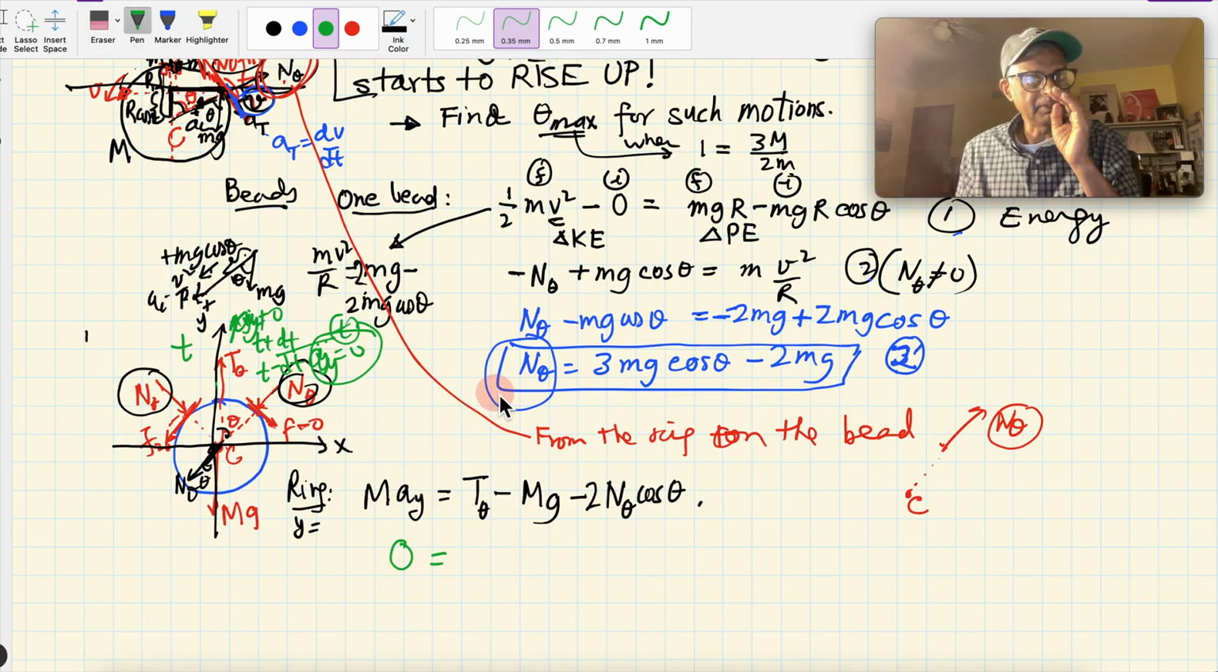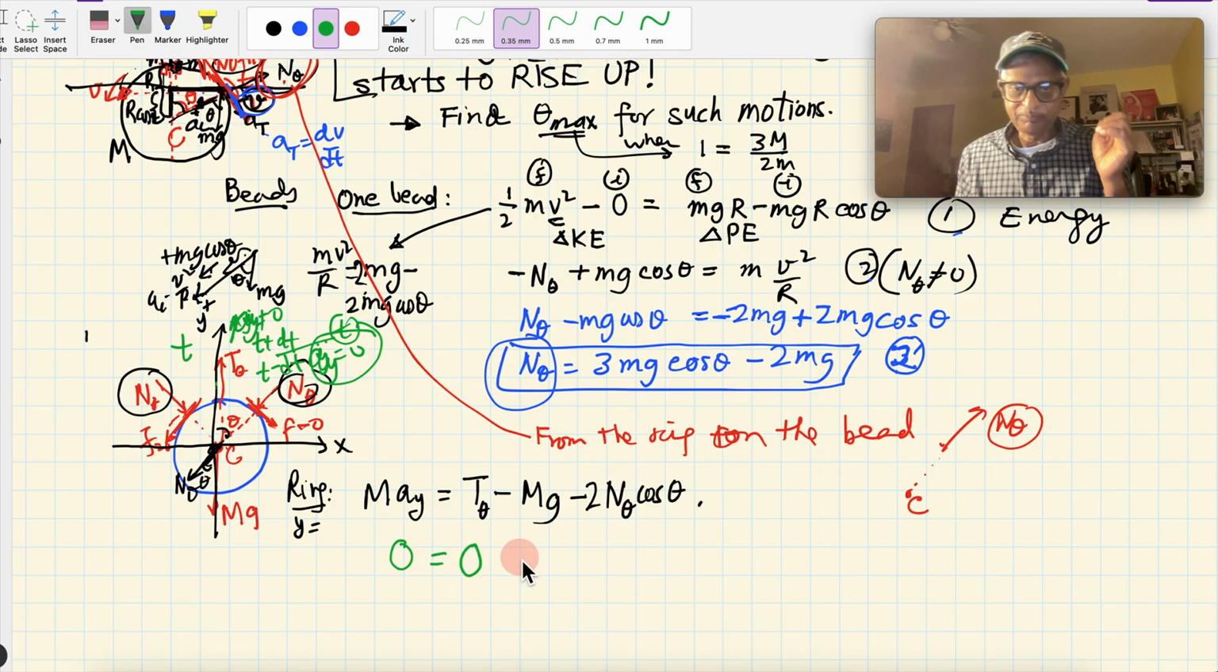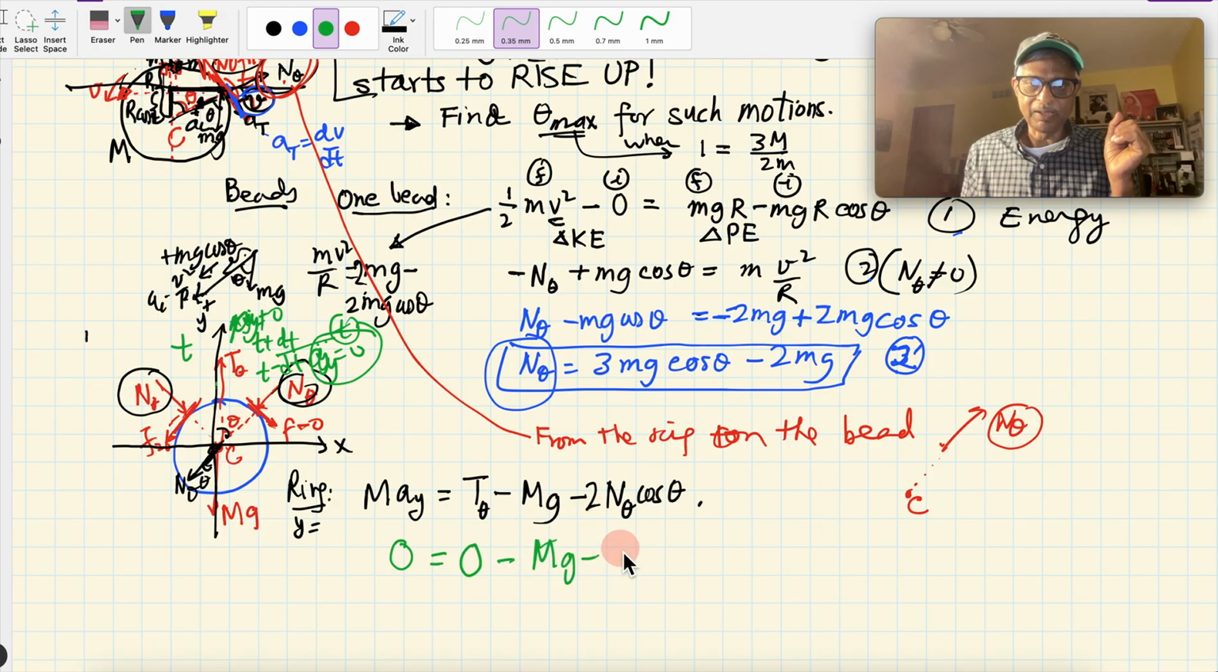So we are going to set this equal to 0. Another thing that will happen going up is that the tension T at that critical moment will be 0. Okay, and then I've got Mg and 2N theta cosine theta. So this equation holds the key to when it will go up.